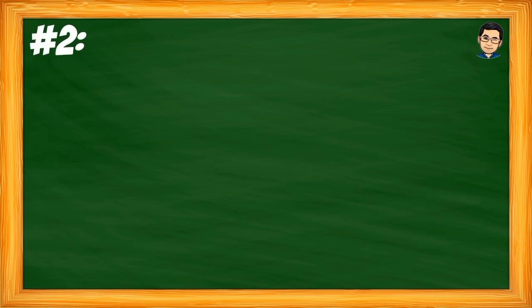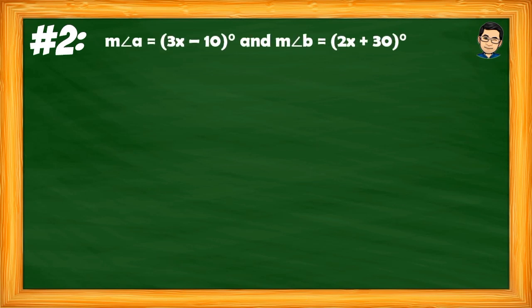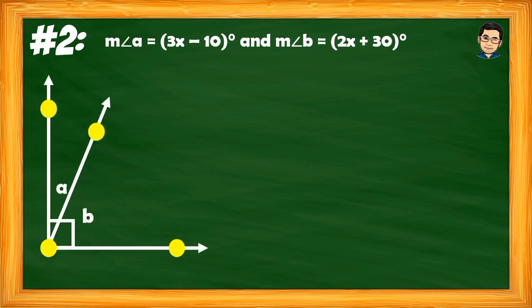So, for number 2 problem, the measure of angle A is equal to 3x minus 10 degrees, and the measure of angle B is equal to the quantity 2x plus 30 degrees. So, ang hinahanap po natin dito una is yung value ng x, wherein kapag sinubstitute natin dun sa mga expression in terms of x, makukuha po natin yung sukat ng mga angles, angle A and B.